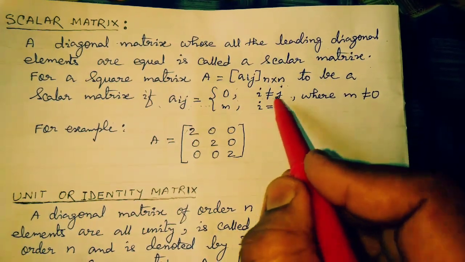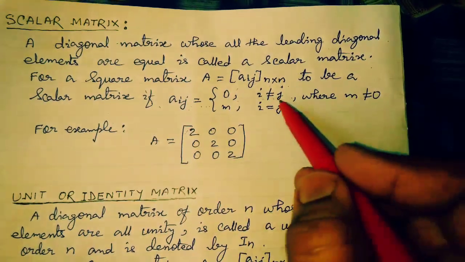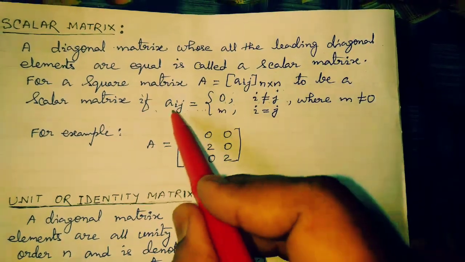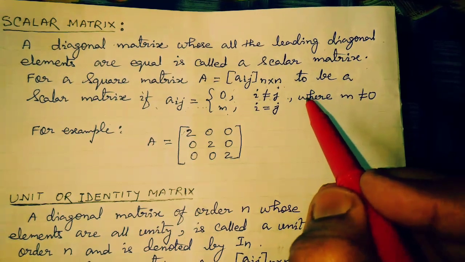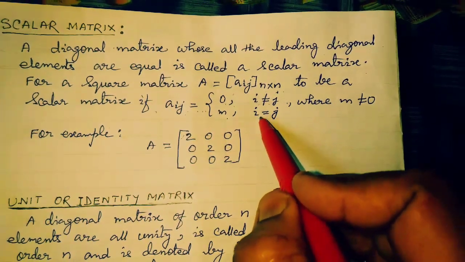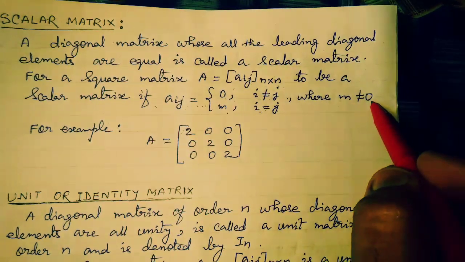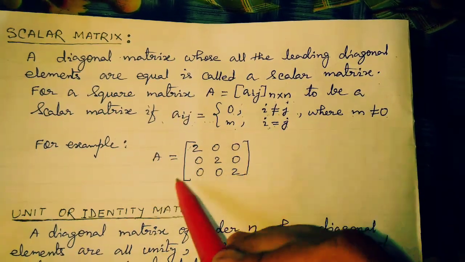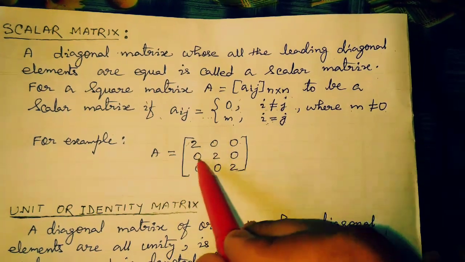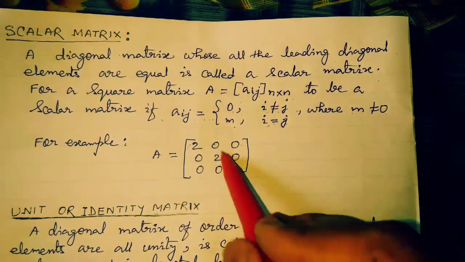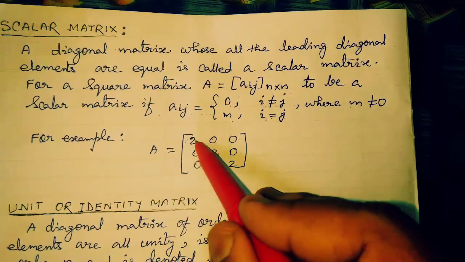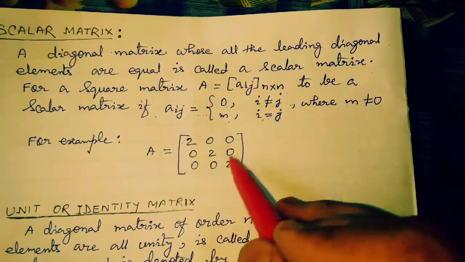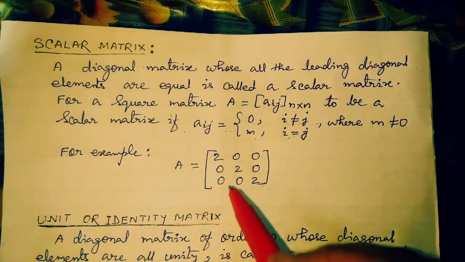So if i and j are not equal, meaning the ith row and jth column are different, then the value of Aij will be 0, and Aij will be m. M means any number. Then it is possible only when i equals j, where m is not equal to 0, so m can be 1, 2, 3, 4 but it will not be 0. See here one example I've written: 2 0 0 0 2 0 0 0 2. Here all the elements on the leading diagonal, or principal diagonal, are 2, and at all the other positions the value is 0. That is why it is a scalar matrix.